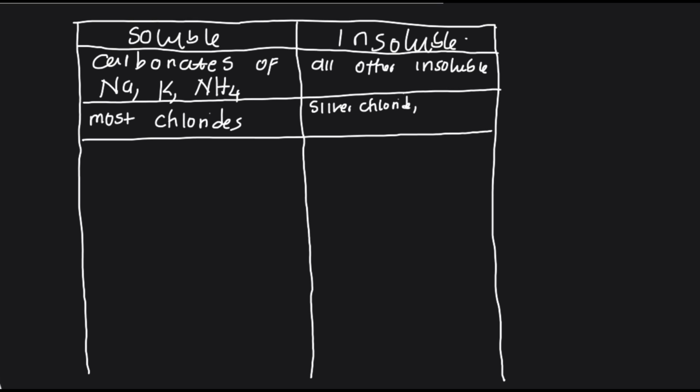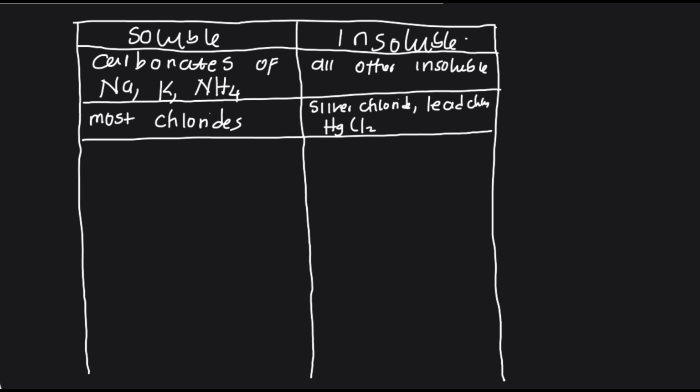Then apart from silver chloride, lead chloride is also insoluble. Then mercury chloride is also insoluble. So these are the three salts that you at least see at this level. You need to make sure that you have them as exceptions.